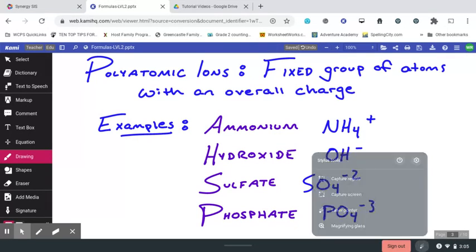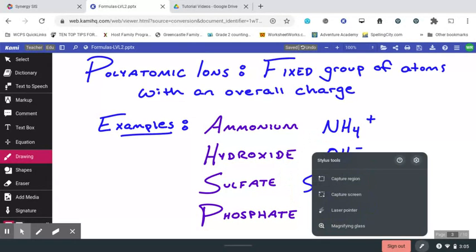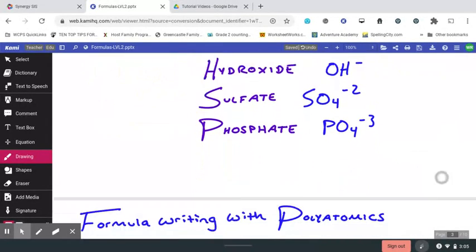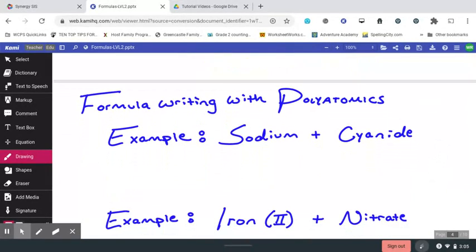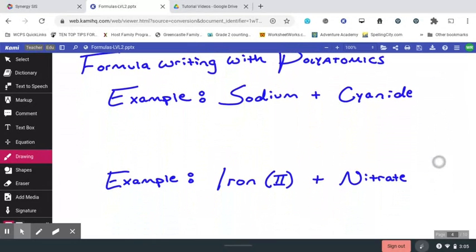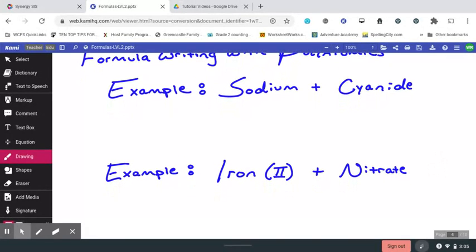Now, these charges and all will be able to be found on your reference sheet that I put in the classroom, along with the names. So the names will always stay with the ions. Now, these are only a little bit tricky to deal with in formula writing, but I'm going to show you a couple examples here and give you some practice. So, formula writing with polyatomics, and I have two examples here we'll look at.